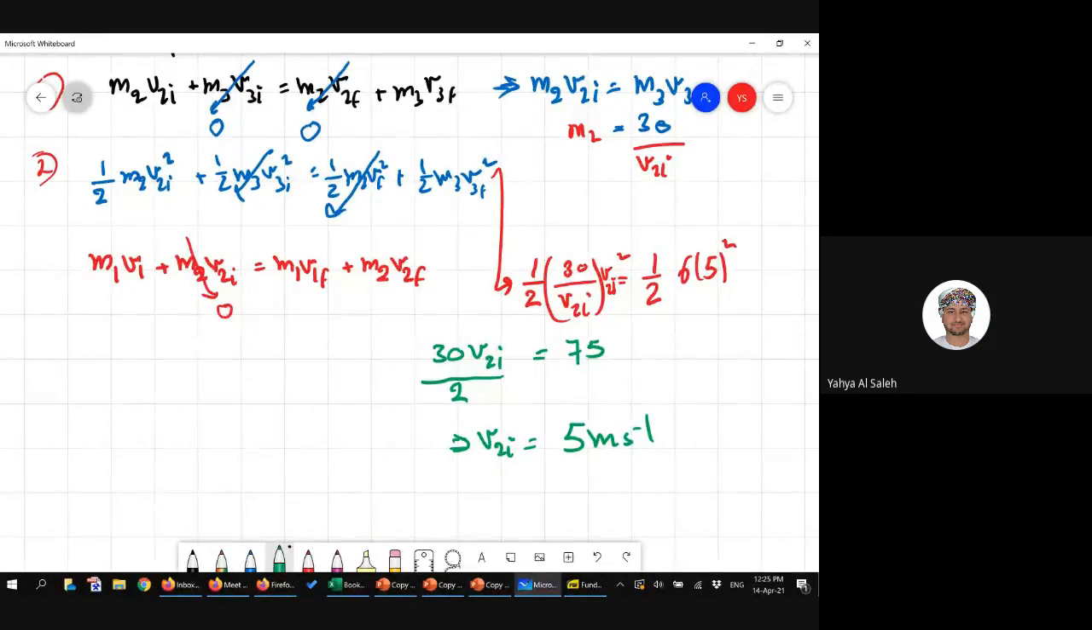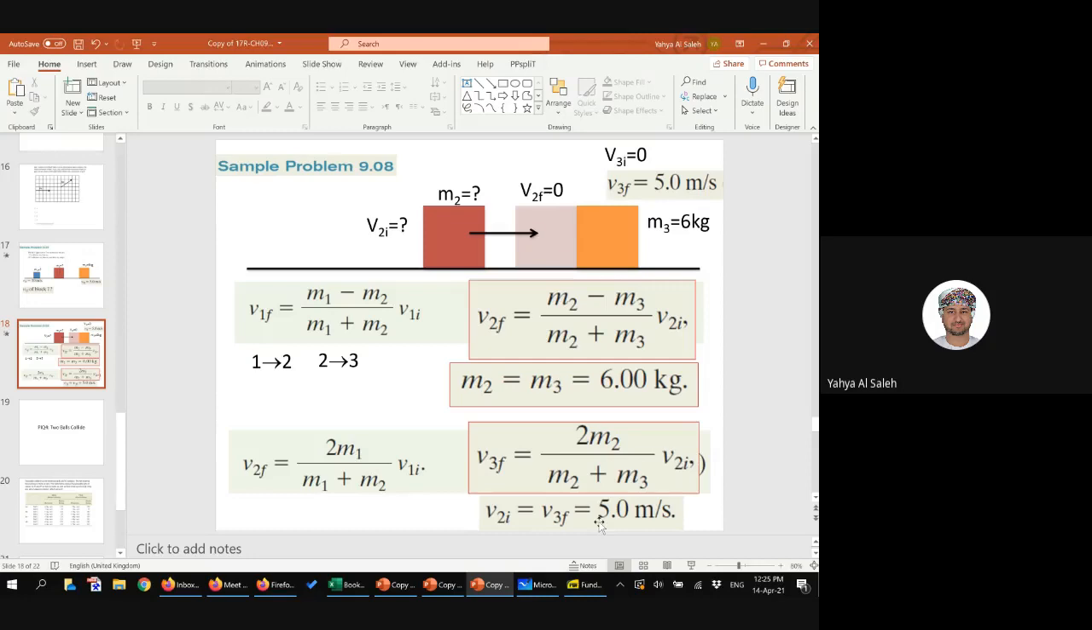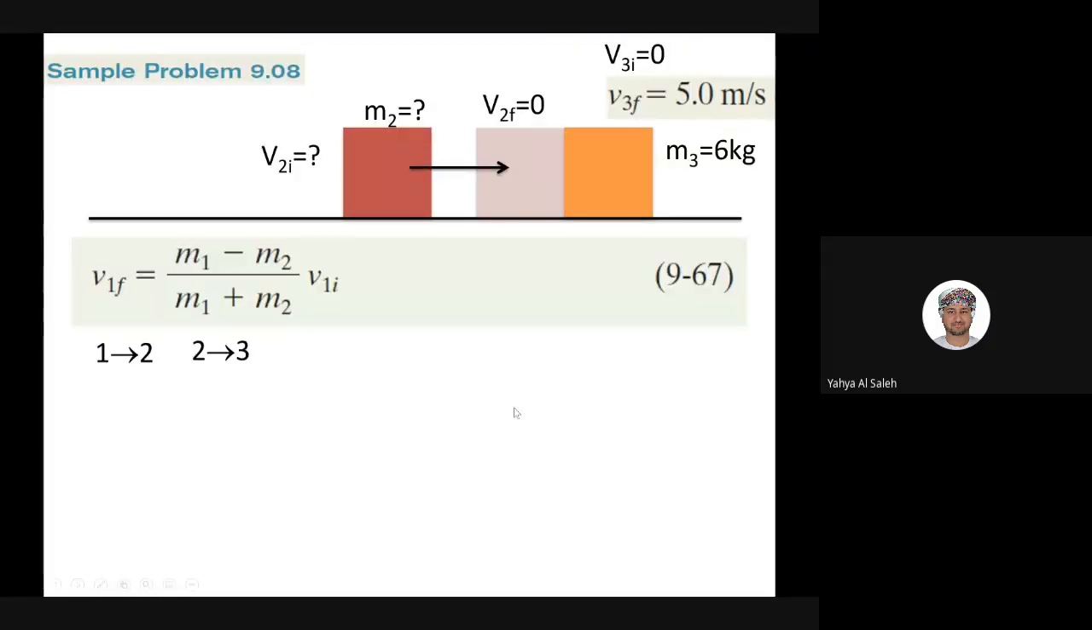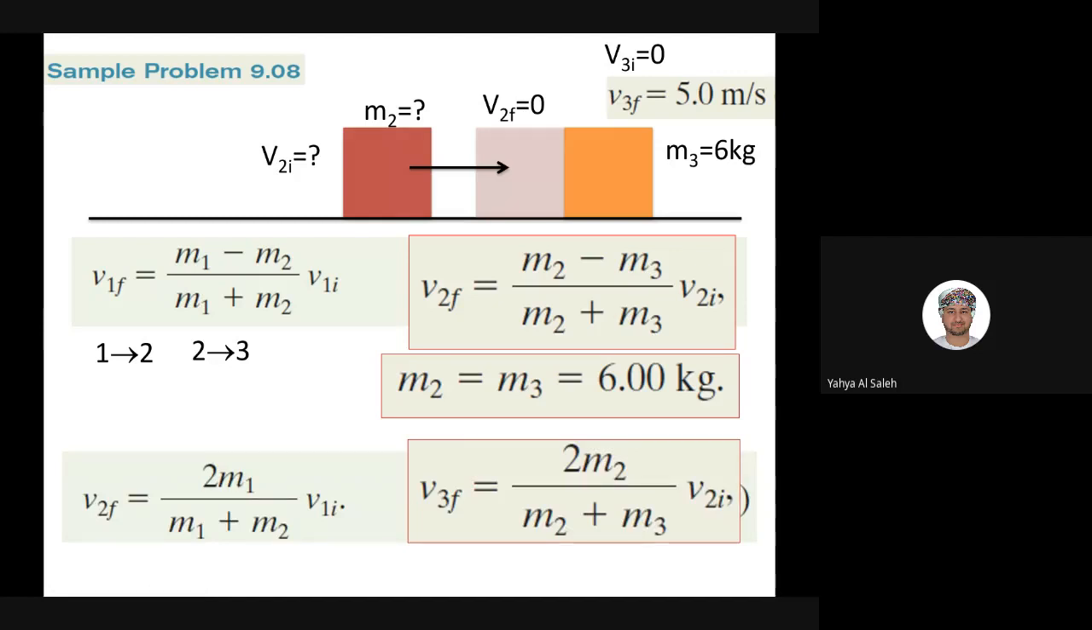Not only an excellent, well done job, you have actually done it in a way that's different from the book. If you look at the solution of the book and the solution of the slides, it has done it differently. It uses V1 as well, but you did not. You just used conservation of kinetic energy and momentum to get the exact same answer. V2I is equal to 5 meters per second. Very well done.